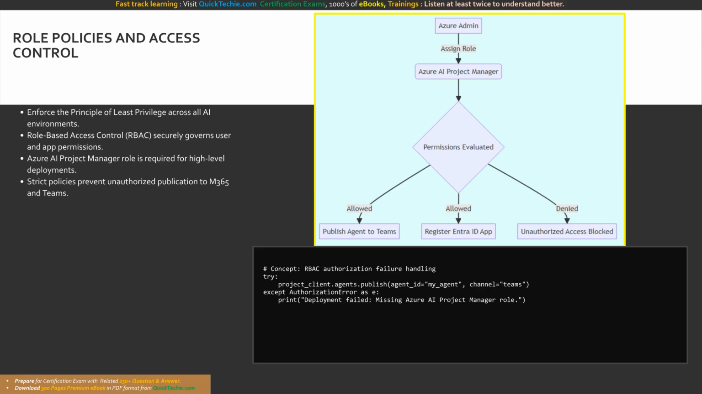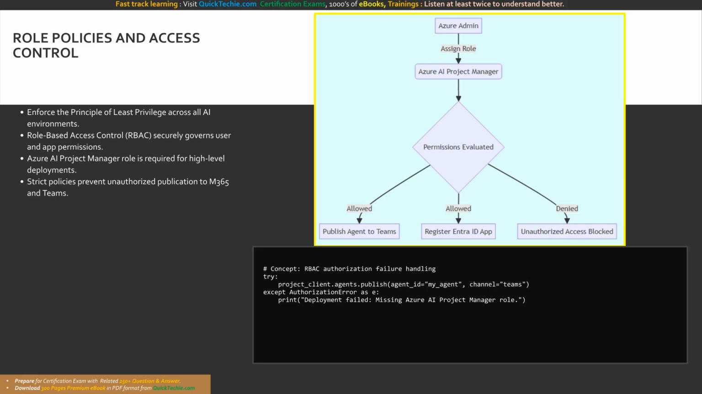This is because publishing an agent automatically triggers the automated provisioning of an Azure bot service and explicitly registers a new application within Microsoft Entra ID. If you do not have the proper role policies configured, these complex deployment workflows will securely and automatically fail, aggressively preventing unauthorized users from exposing your internal AI agents to broader communication channels.